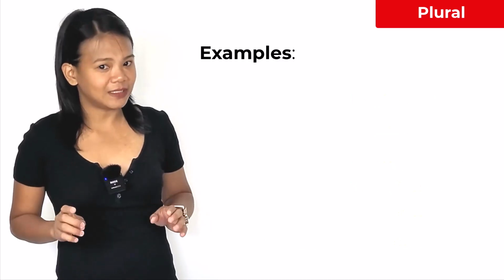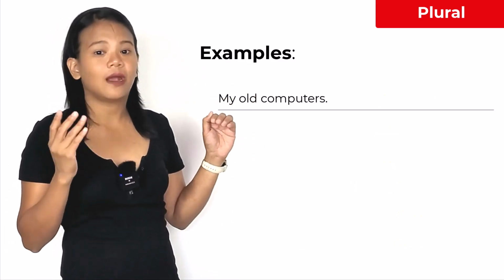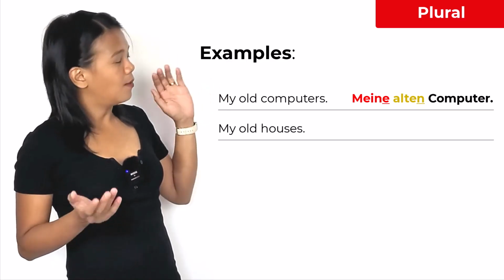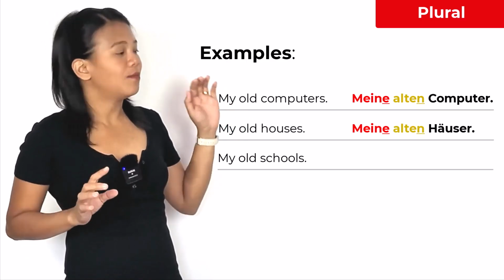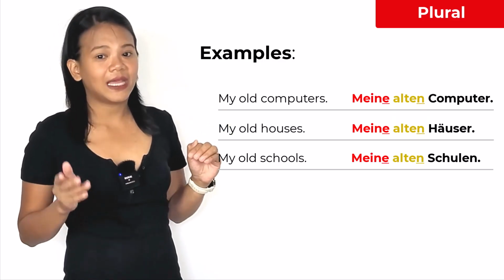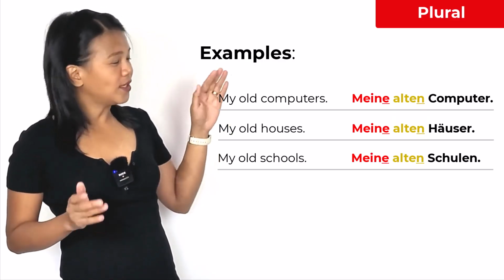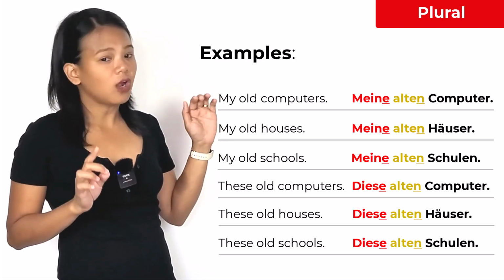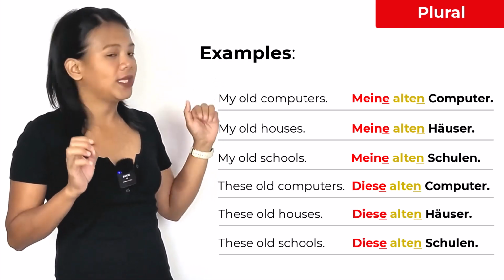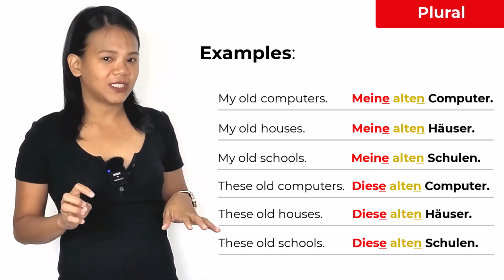Examples with possessives are my old computers, meine alten Computer, my old houses, meine alten Häuser, and my old schools, meine alten Schulen. You can see that in plural, the pattern is the same. Strong ends with E and weak ends with N for adjectives.